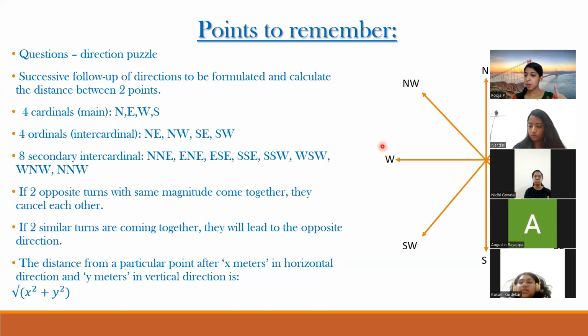Pythagoras theorem: hypotenuse square is equal to base square, that is your horizontal distance square, added with the vertical distance square, that is the perpendicular distance square. So you're getting hypotenuse square, but you need the answer of hypotenuse, not the square. So when you take the square root on both sides, you will get hypotenuse is equal to the square root of base square plus perpendicular square. So understood the formula. In case you forget the formula, don't panic. Try to derive it this way.